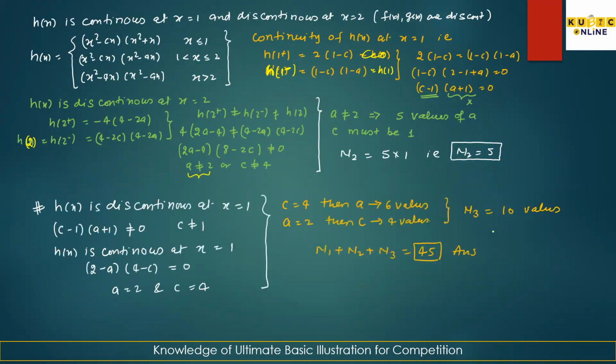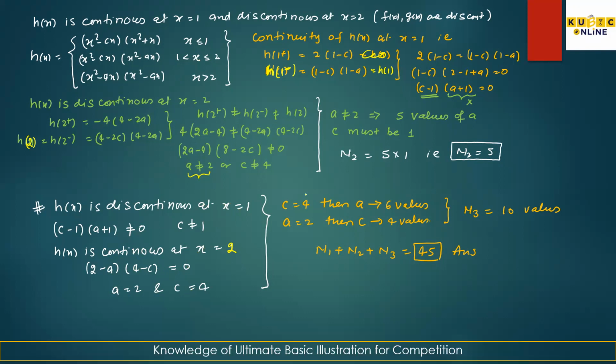So h of x is discontinuous at x equal to 1. It means we have to check left hand limit, right hand limit, and value of function. So c is not equal to 1, and h of x is continuous at x equal to 2. So it means we get left hand limit equal to right hand limit equal to value of function. For continuity we get left hand limit equal to right hand limit equal to value of function, and for discontinuity we have to write left hand limit equal to value of function but not equal to right hand limit. So now here we get a equal to 2 and c equal to 4.